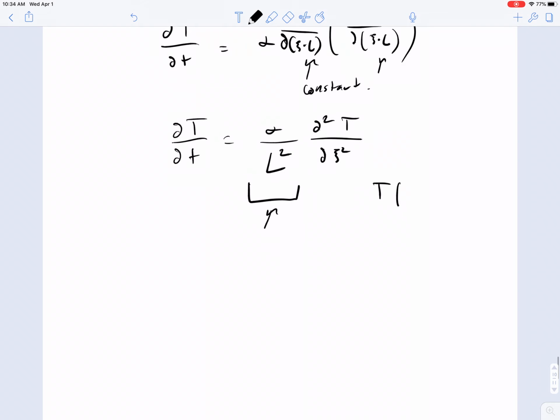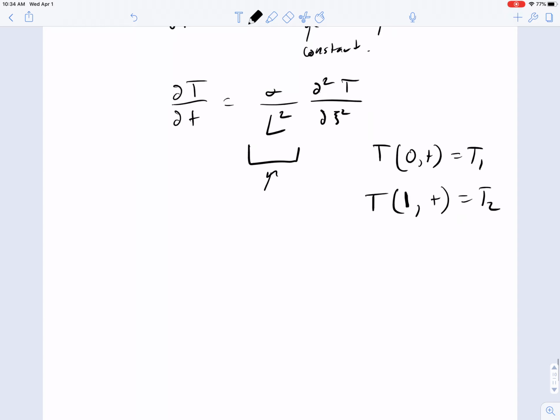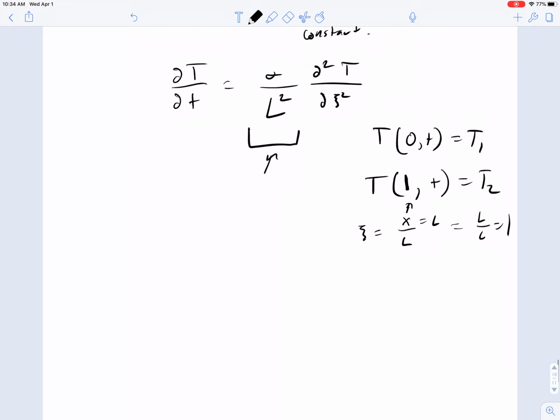We have to update our boundary conditions. So T at position 0, for all time, equals T1 is unchanged. But now we have T at position 1, for all time, is now equal to T2, because psi equals x divided by L, and this position here corresponds to x equals L, which equals L over L, which equals 1. So now that we have this updated, we can just march through and solve our differential equation.